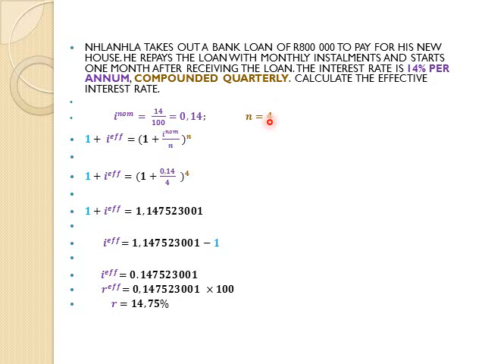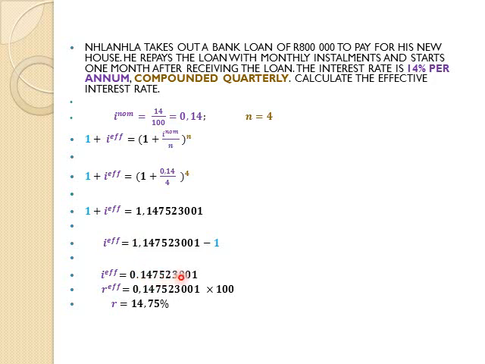So i nominal is 14%, 14 over 100 gives me 0.14. Compounded quarterly, n equals 4. So 1 plus i effective equals 1 plus i nominal over n, to the power n. Substitute, I have 0.14, in place of n 4 and 4. On my calculator, if I simplify that, I get 1.1475230001. So you can check and attempt to do it on your calculator.